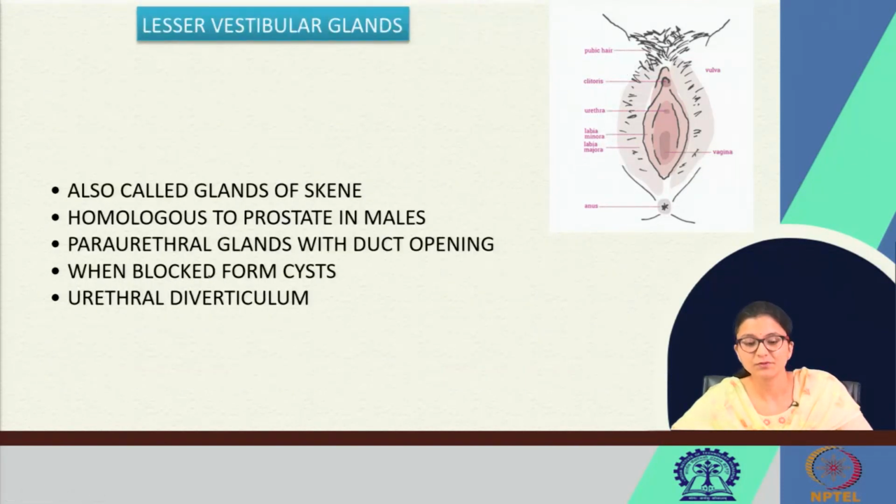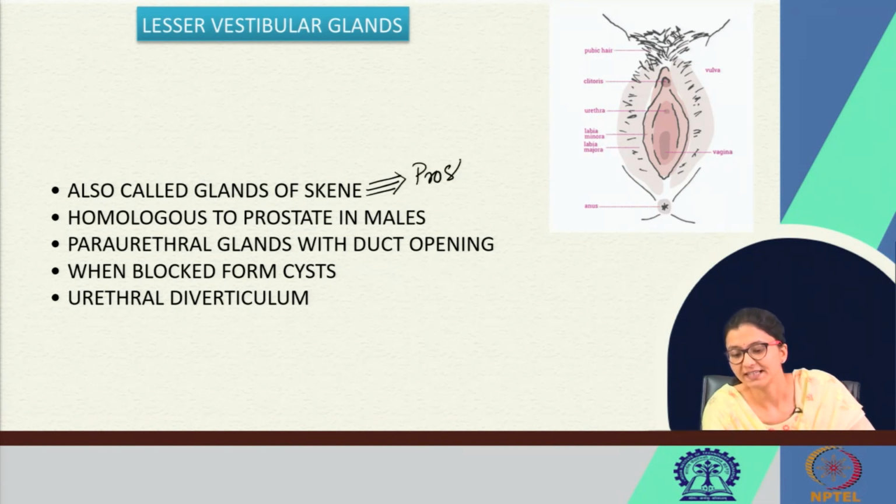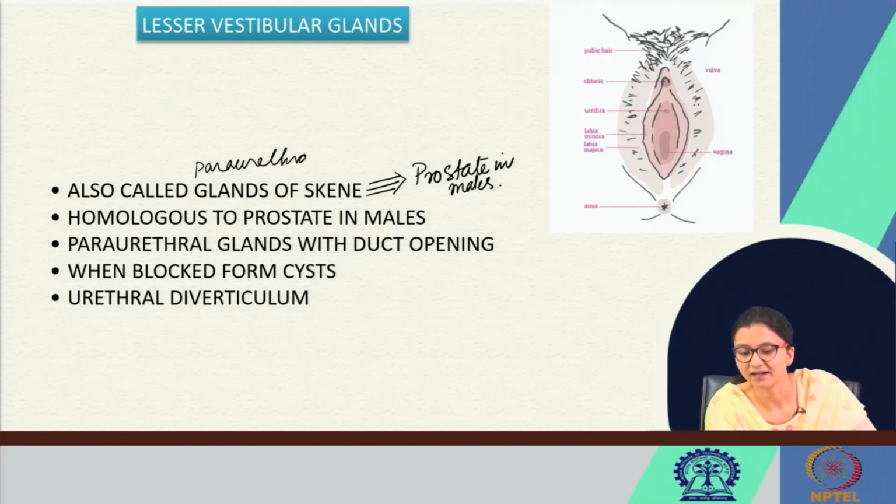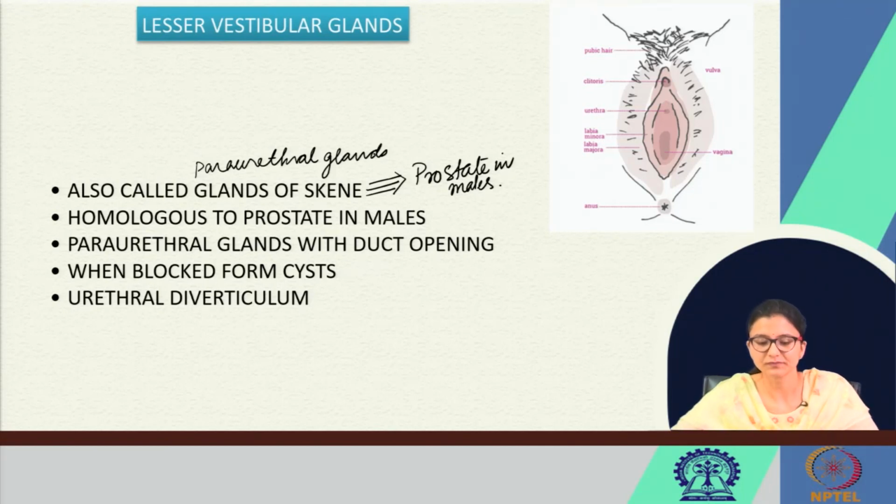The lesser vestibular glands or the glands of Skinner, they are homologous to prostate in males. Nothing but paraurethral glands. There are many paraurethral glands, but these Skinner glands are the most important of them all. And they are homologous to prostate in males.